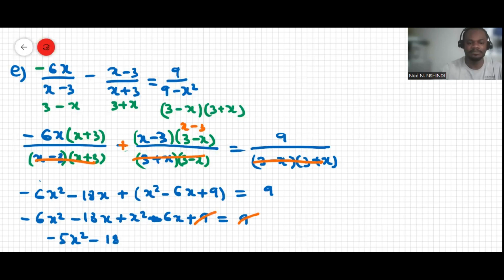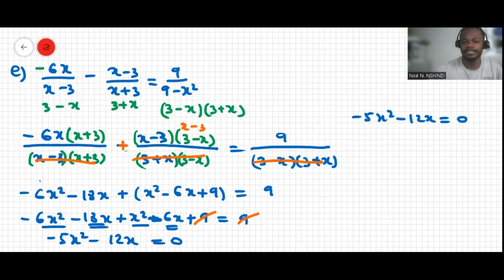minus 18x. So we did this and that. Negative 18 and minus 6 makes negative 12. That makes negative 12x equals 0. Now we have negative 5x squared minus 12x equals 0. We can take x as a common factor, so that makes x times 5x plus 12 equals 0. This means that x equals 0 or x equals negative 12 over 5.